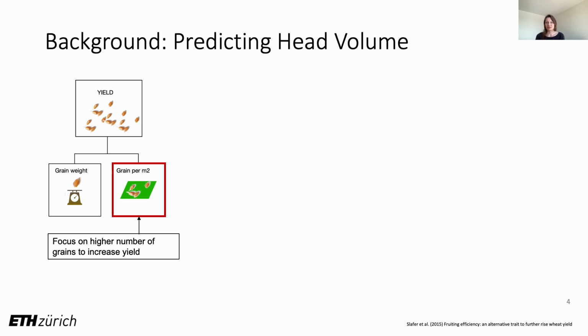So wheat yield is affected by the number of grains and the grain weight. But genetic gains in wheat have been more related to an increase in the number of grains than to an increase in the size of the grains. So the focus has been on the increase of the number of grains. And this leads us to the concept of the yield potential.